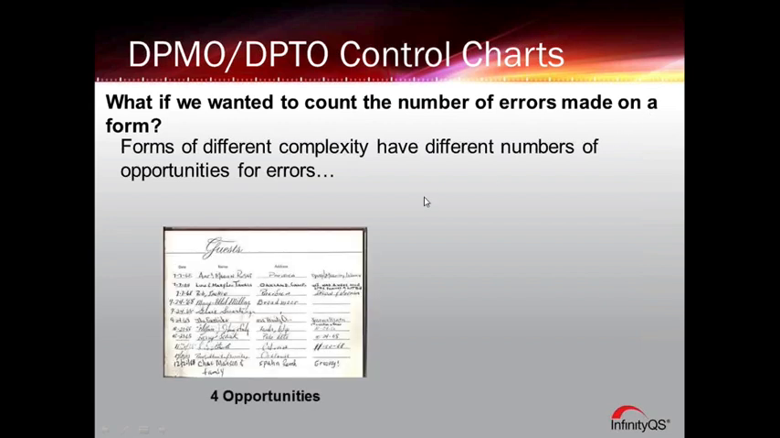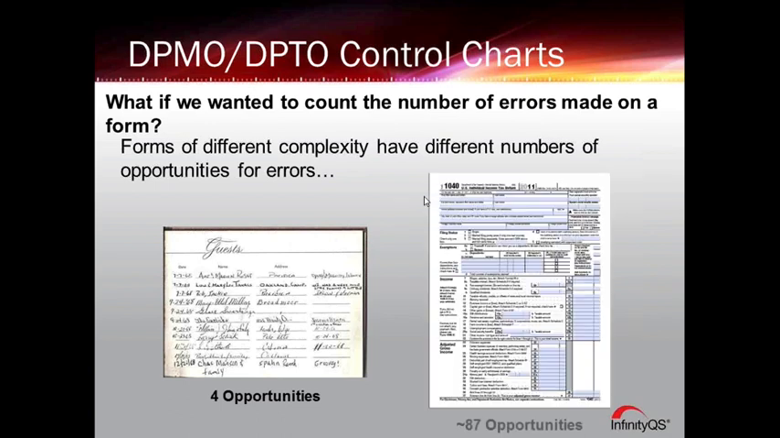So here, I've got a very simple form. It's a guest list. I put my date, the date that I was there, my name, my address, and some sort of comment. I only have 4 opportunities of making a mistake.